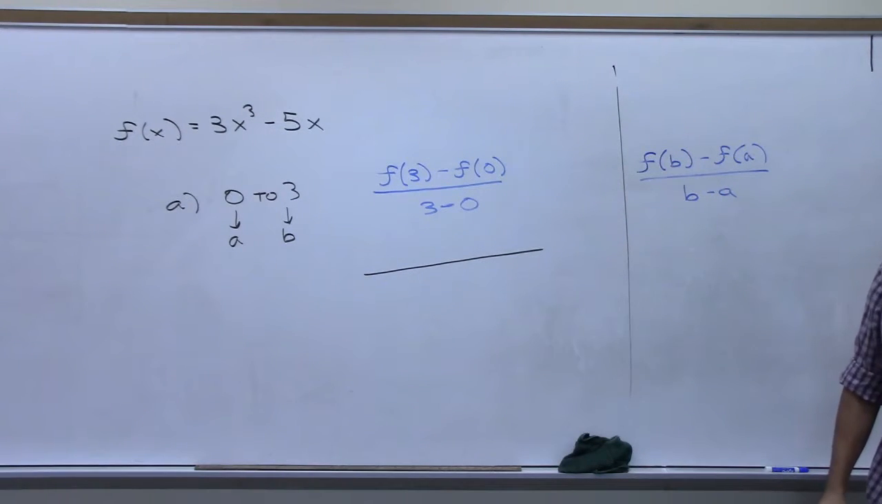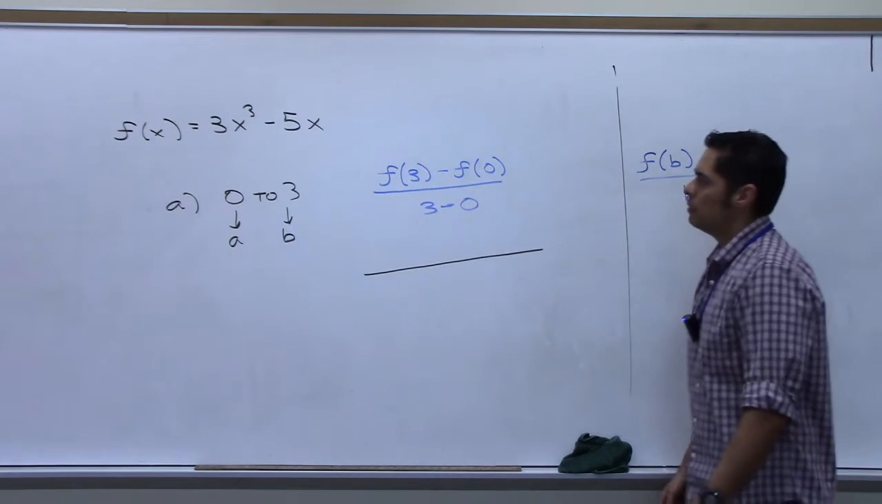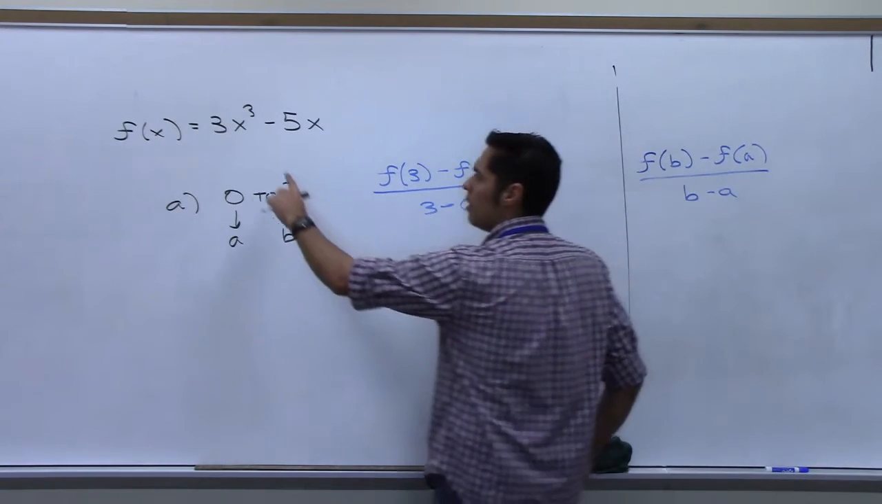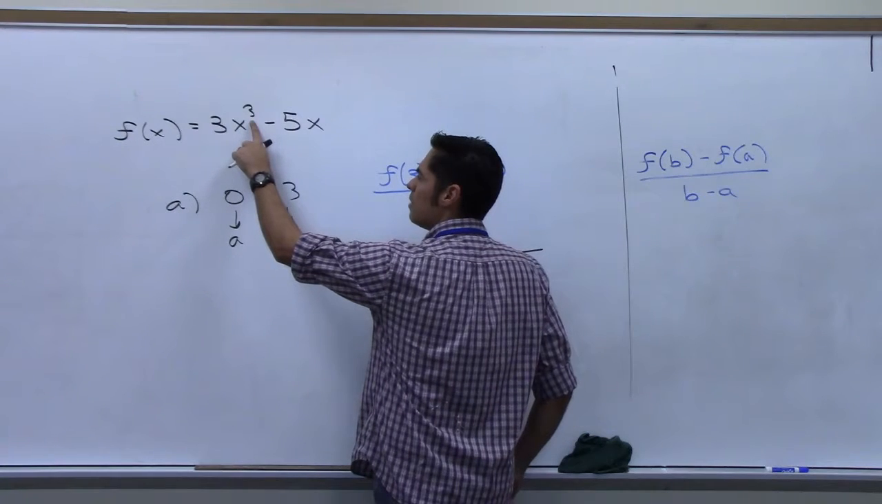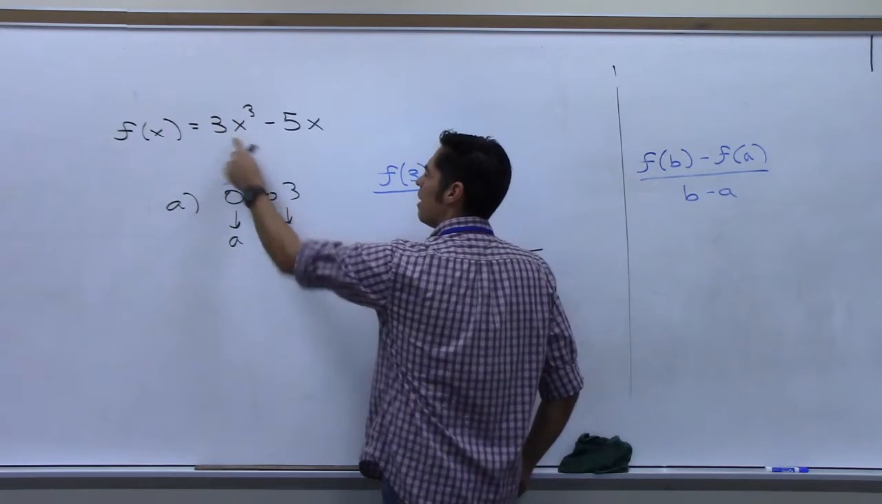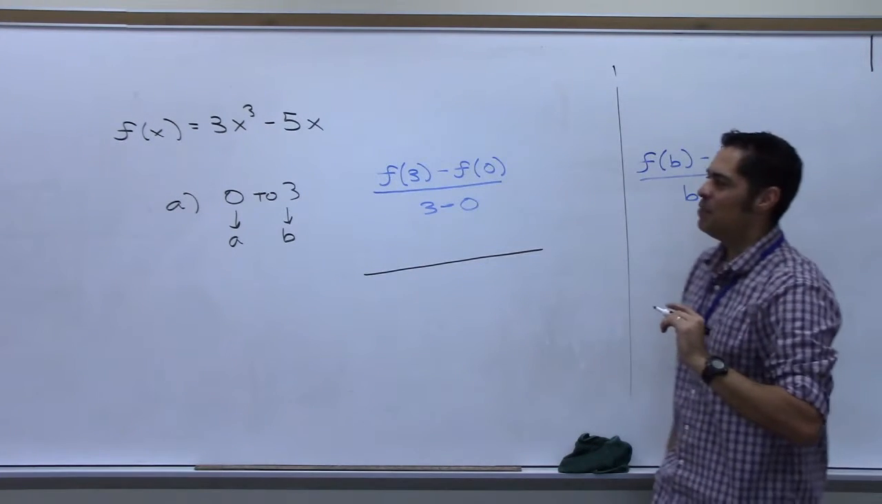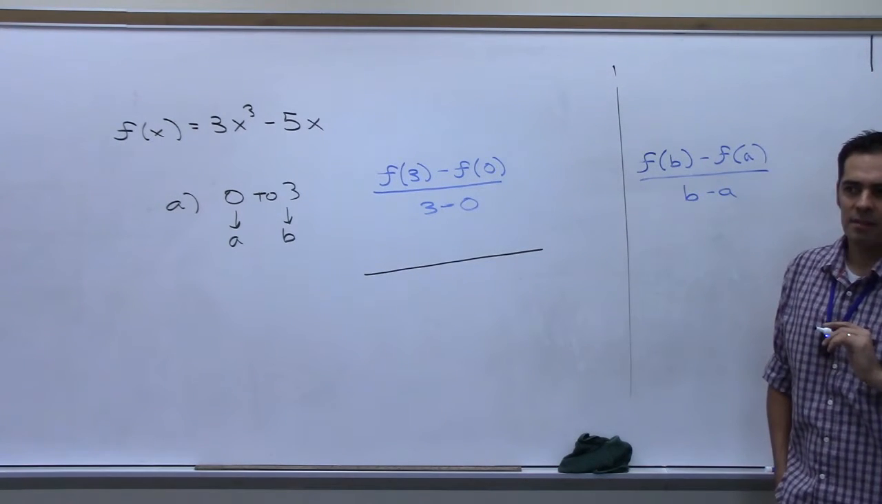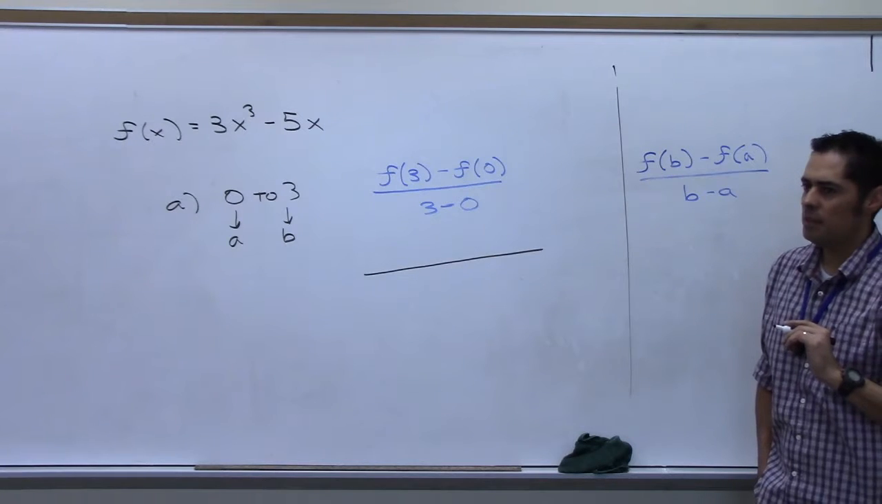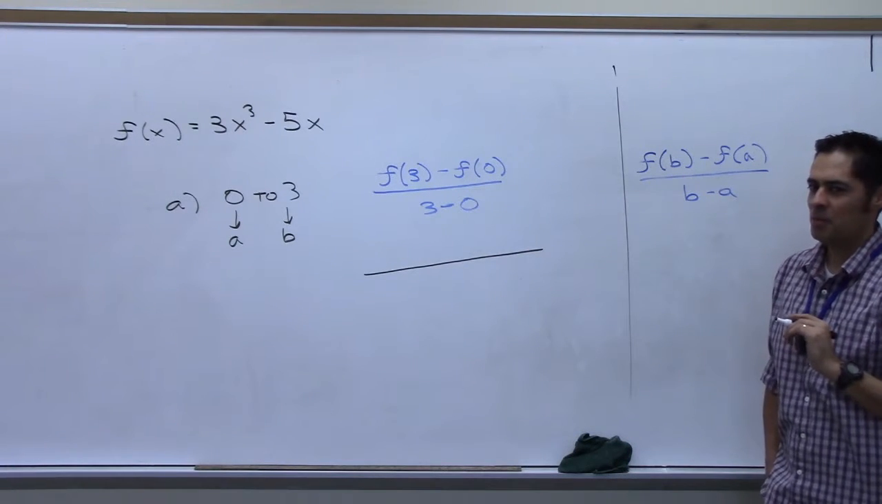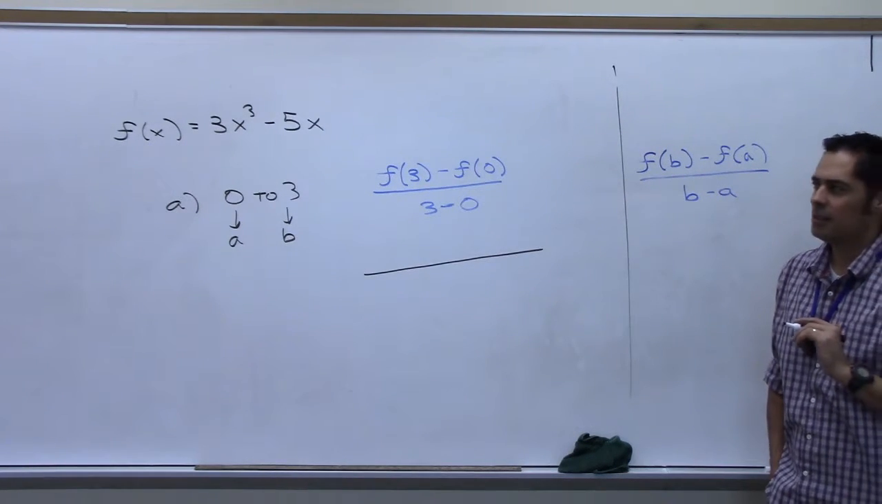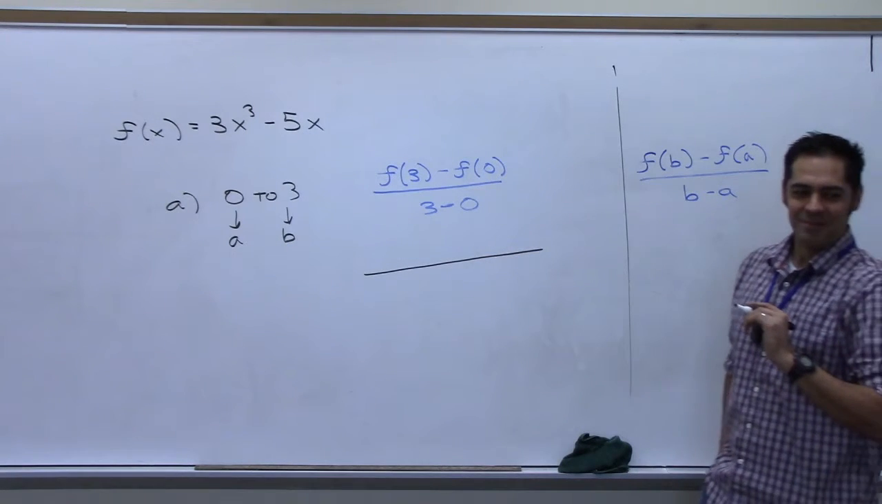What do you get? 12? Yes? So you could just plug 3 in, right? 3 squared is 9, 9 times 3 is 27. Okay, so 81 minus 15, which is... This reminds me of the whole x plus h thing.